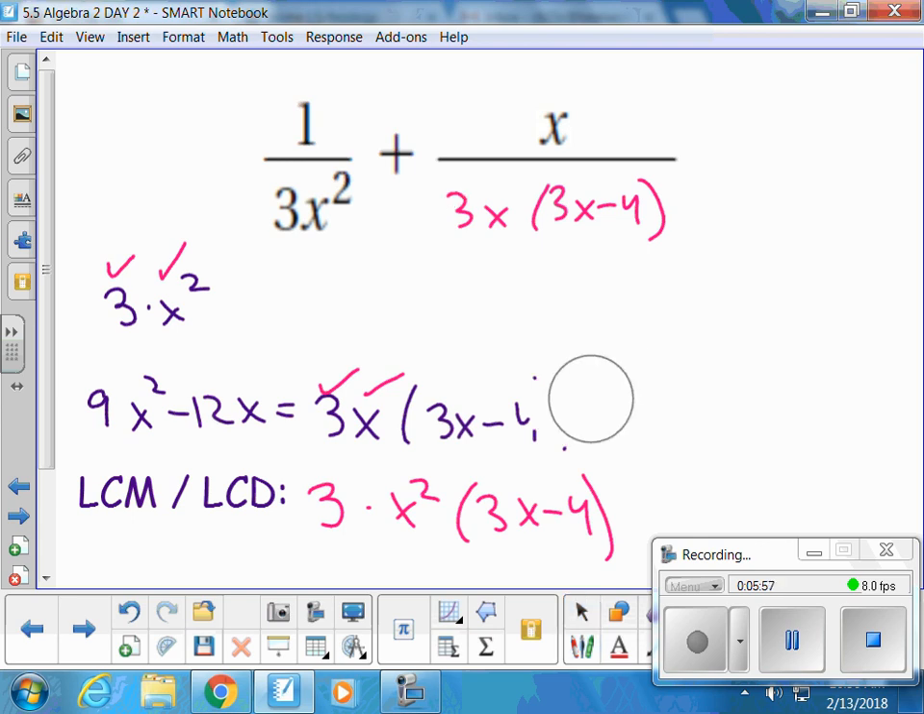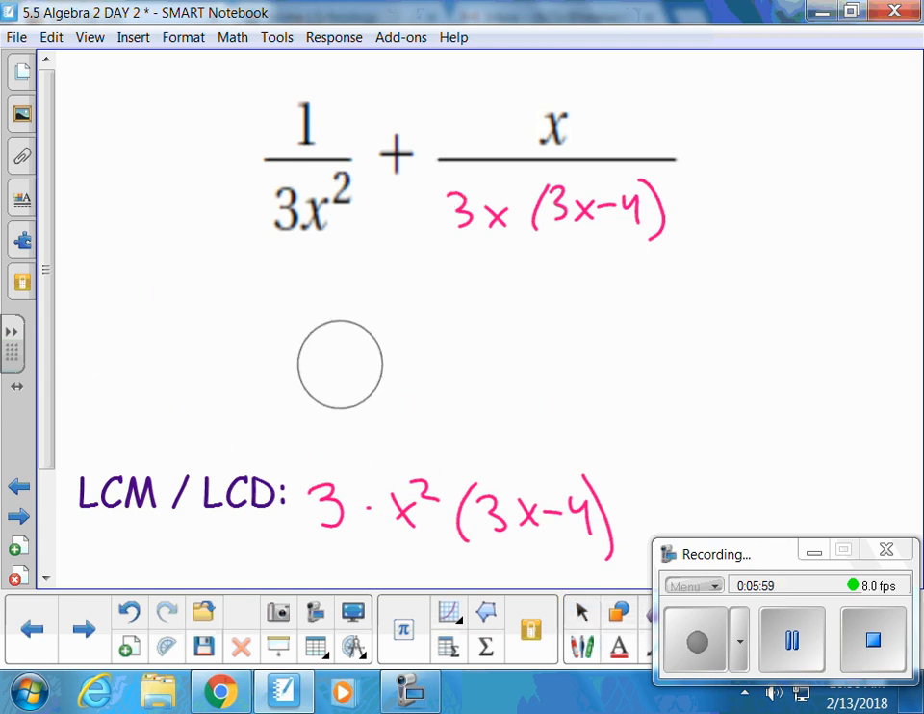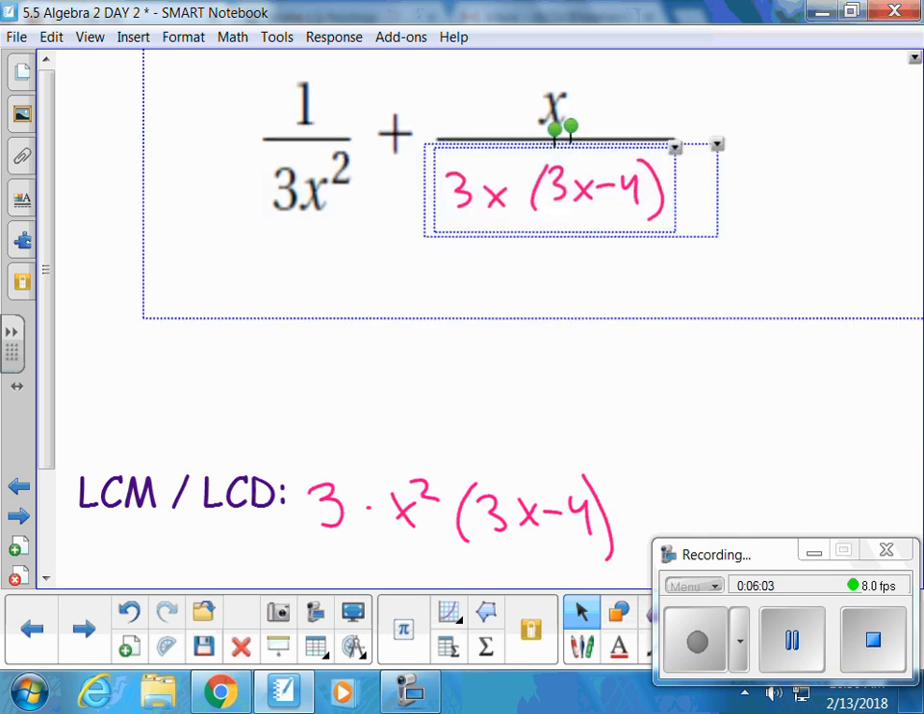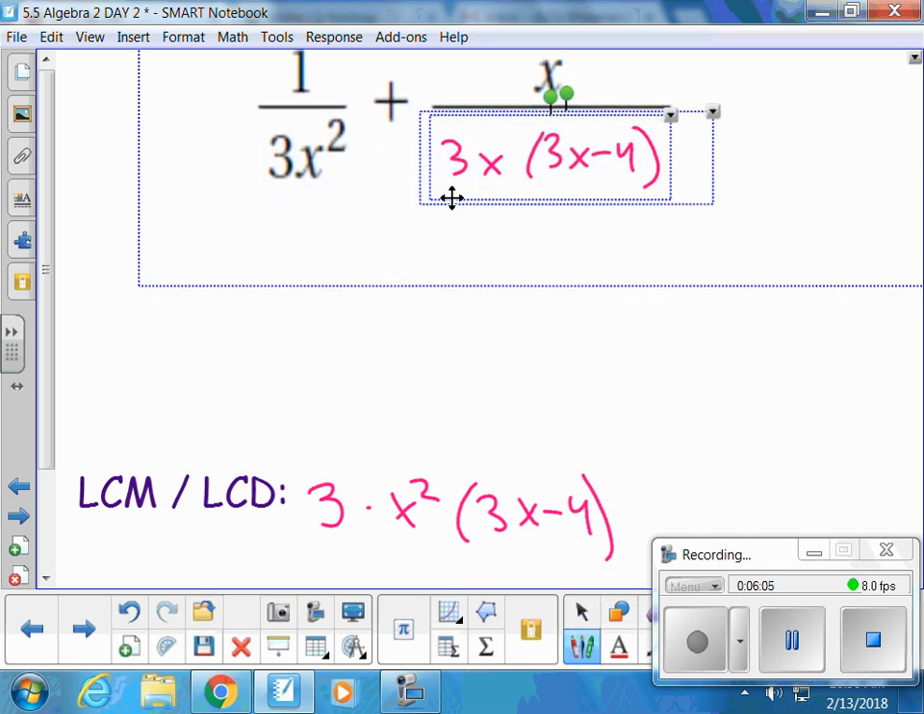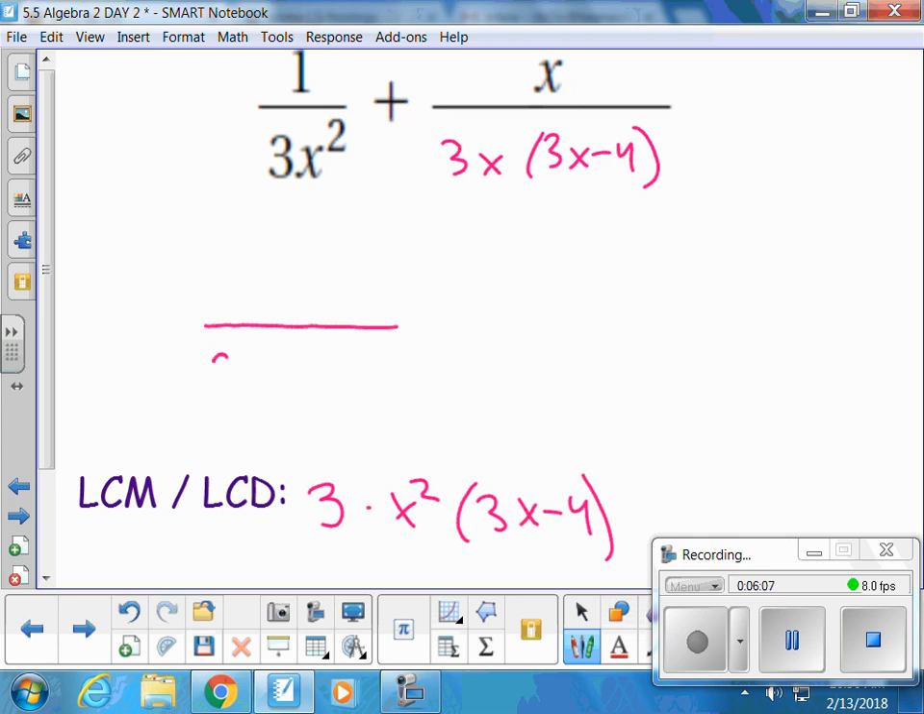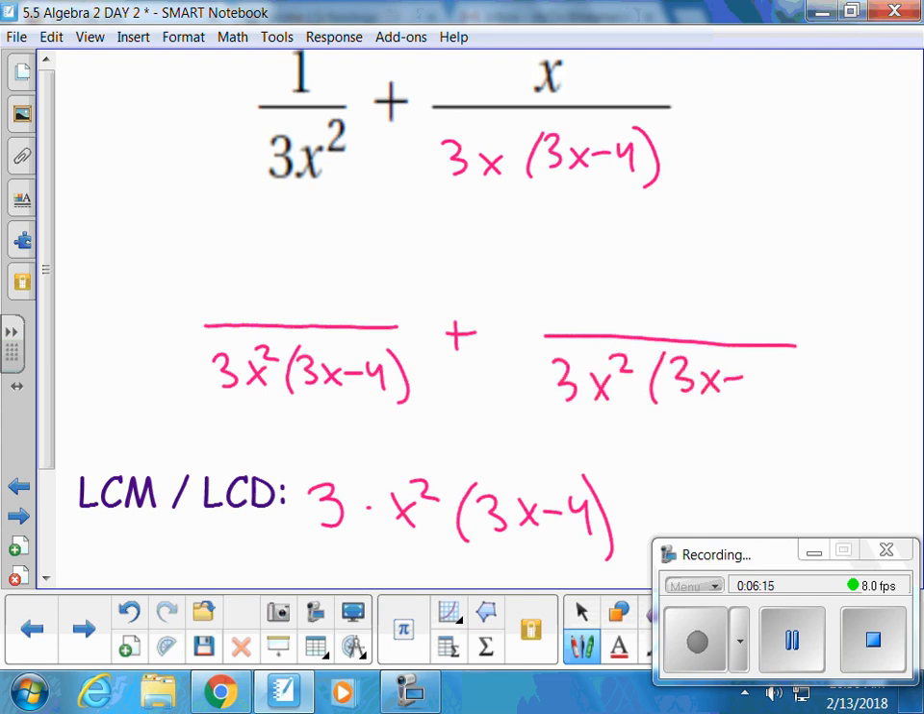All right. So I'm going to give myself some space. Even move this up a little bit. So all my denominators will now be 3x squared times 3x minus 4. You can see these problems start getting a little bit bigger and a little more complex, and that's what makes this stuff a little difficult.